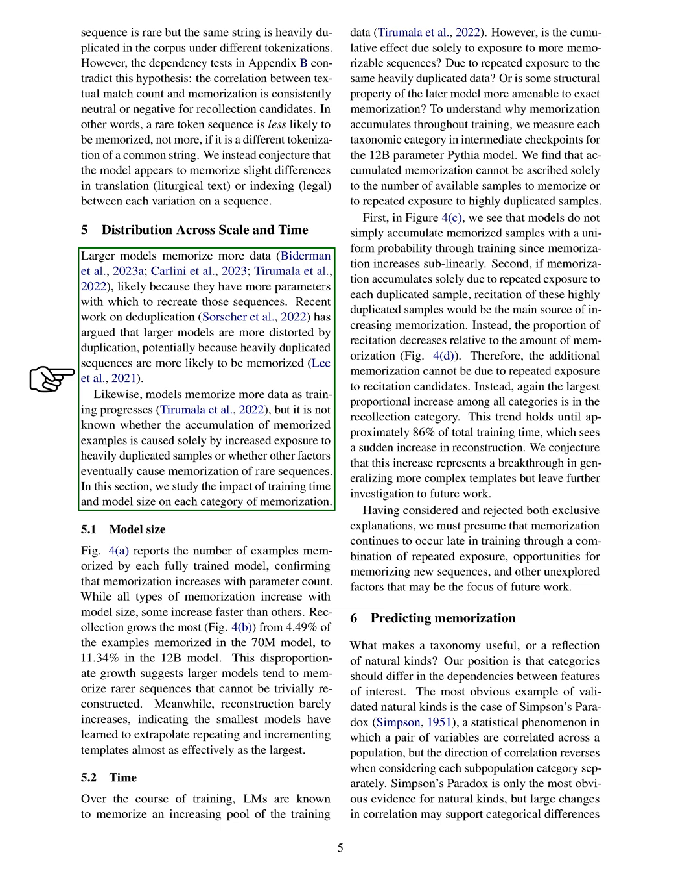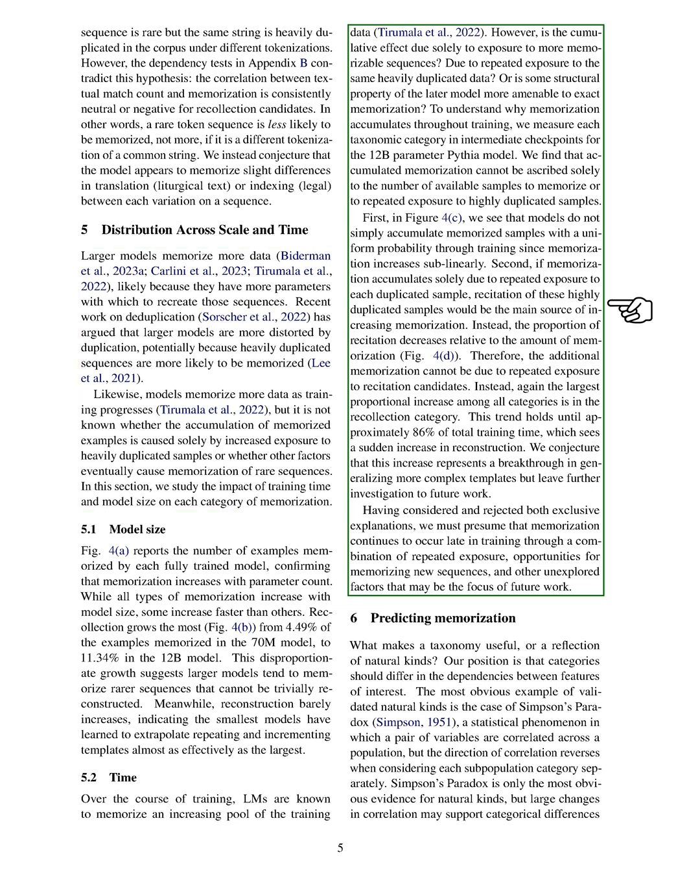As training progresses, language models, LMs, tend to memorize more data. We explore whether this accumulation of memorized examples is solely due to exposure to heavily duplicated samples or if other factors contribute to memorization of rare sequences. Our analysis shows that memorization does not increase uniformly throughout training and that repeated exposure to heavily duplicated data is not the sole reason for increased memorization.